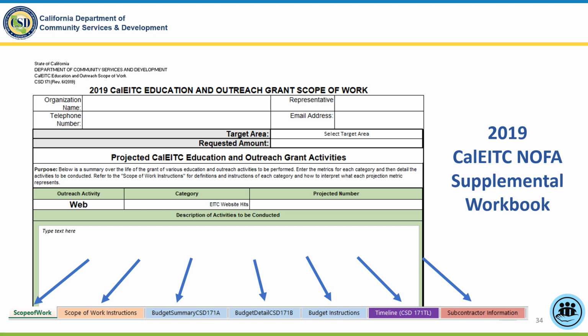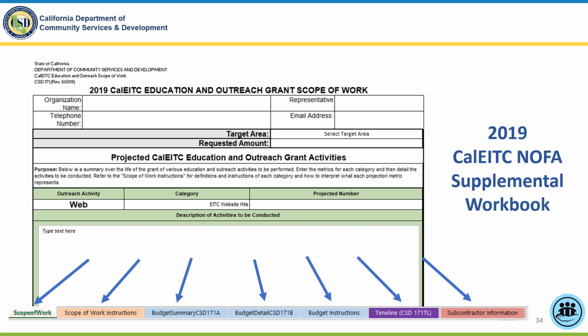We're now moving on to review the 2019 CalEITC NOFA Supplemental Workbook, a Microsoft Excel workbook that includes the scope of work, CSD Form 171, the instructions for the scope of work, the budget summary, CSD Form 171A, the budget detail, CSD Form 171B, instructions for completing the budget, the timeline, CSD Form 171TL, and the subcontractor information sheet. All documents are worksheets contained within the workbook and accessible by using the tabs on the bottom of the workbook as indicated by the blue arrows.